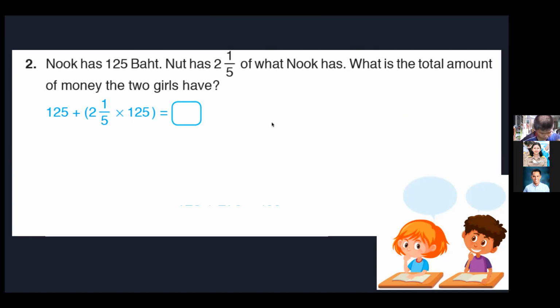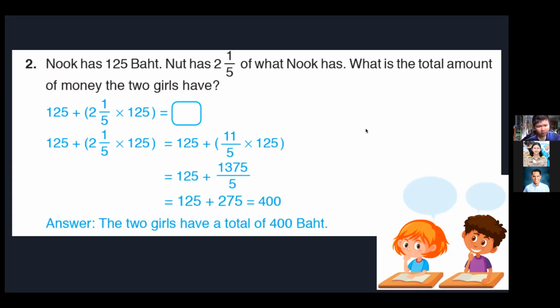Okay, so it will be like this. Okay, 125 plus 2 1/5 times 125, that is 11/5. Okay, if we are not going to cancel, that is 1,375 divided by 5 plus 125. Here, they did not cancel 125 and 5. They just multiplied 125 times 11 divided by 5. But if you cancel, 25 times 11, the answer is 275. So the same, 125 plus 275 is 400. So the two girls have a total of 400 baht.